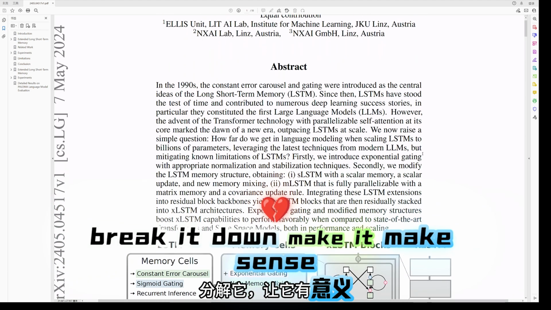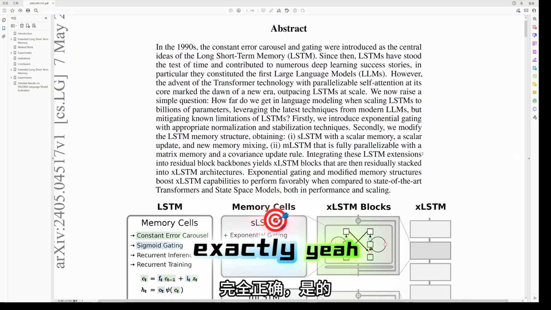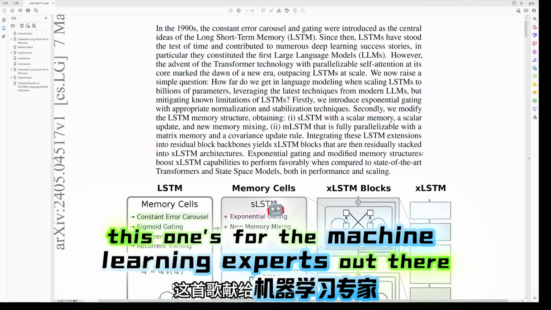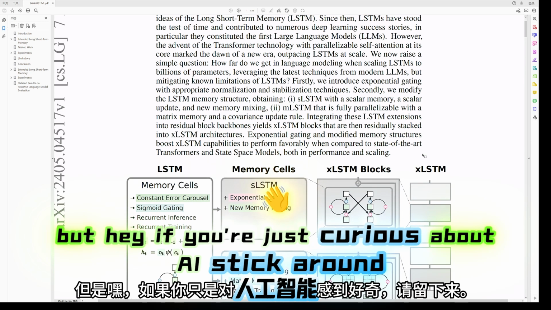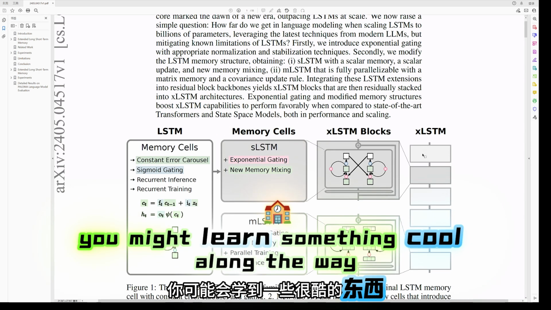Break it down, make it make sense, especially for folks who really want to get under the hood, the nuts and bolts. Exactly. So full disclosure, this one's for the machine learning experts out there. But hey, if you're just curious about AI, stick around. You might learn something cool along the way.